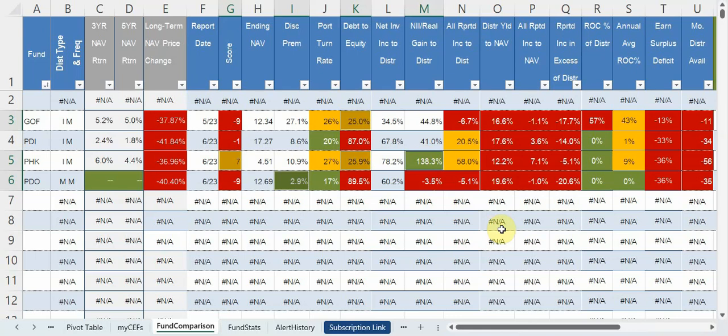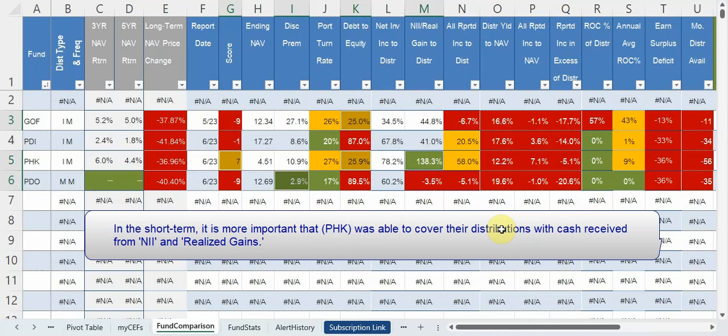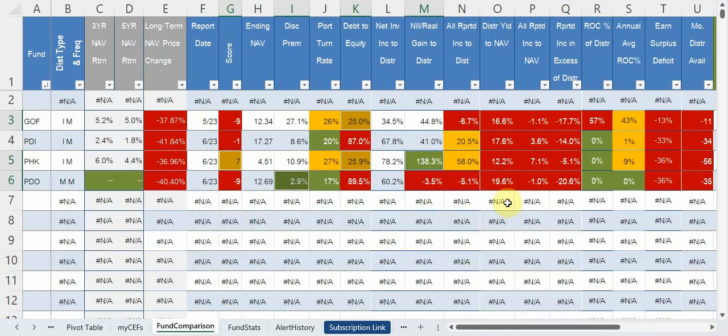But then we get to the all reported income to distribution, which is the combination of net investment income, realized and unrealized gains. And you can see that number falls back down to 58%, which is 42% shy of covering the amount of their distributions for the period. However, it is still higher than all the others, so we have another clear distinction.